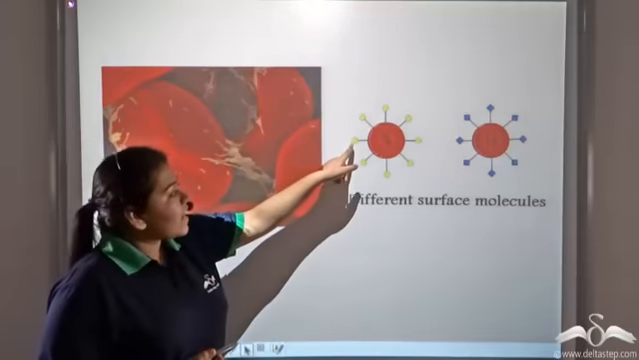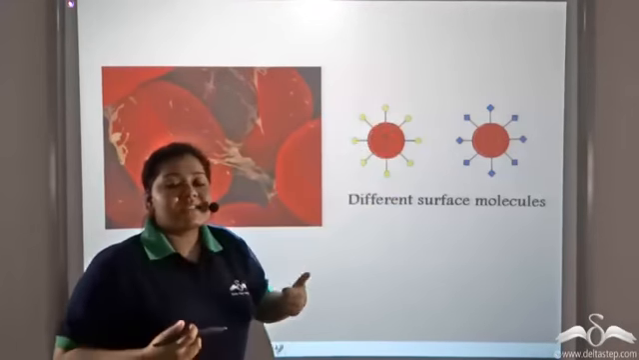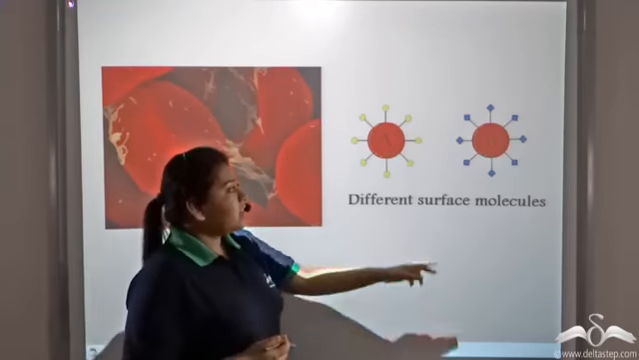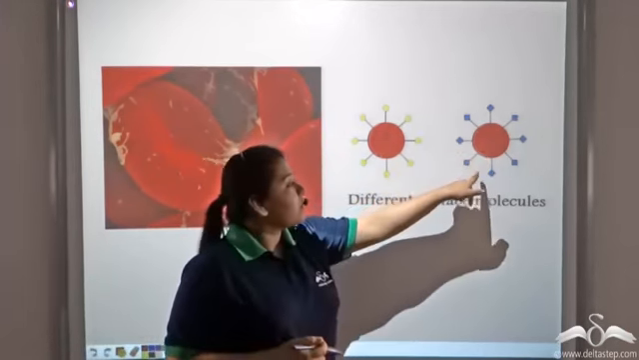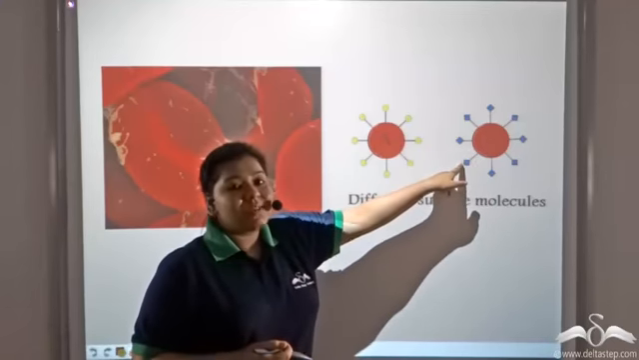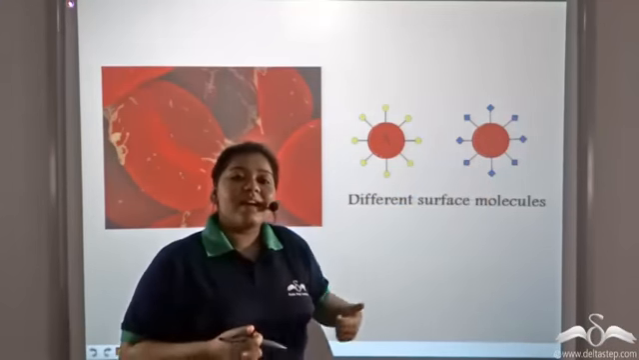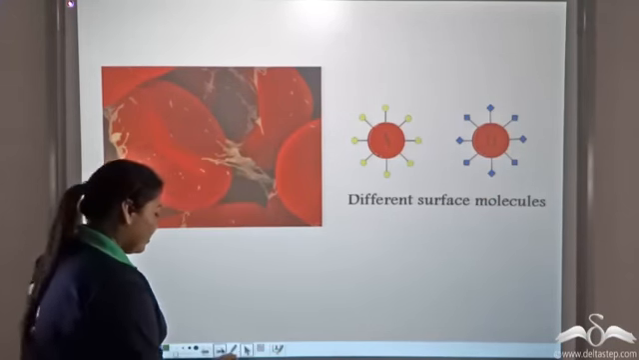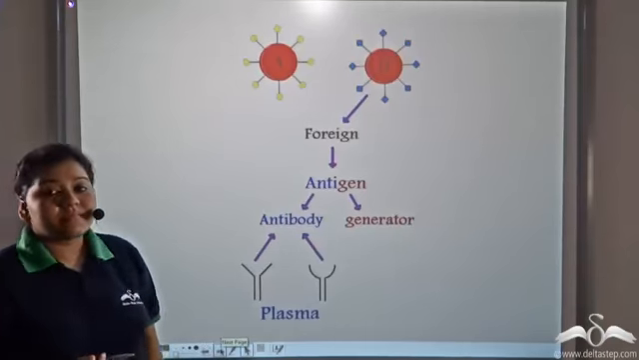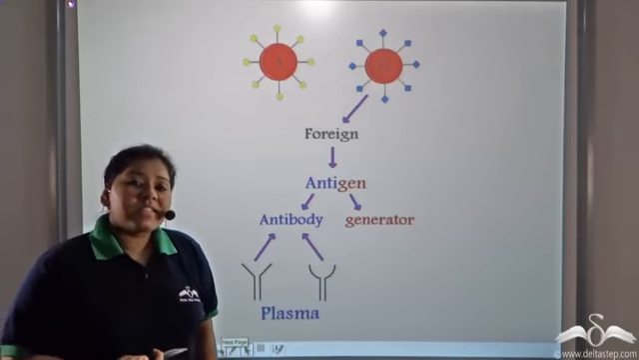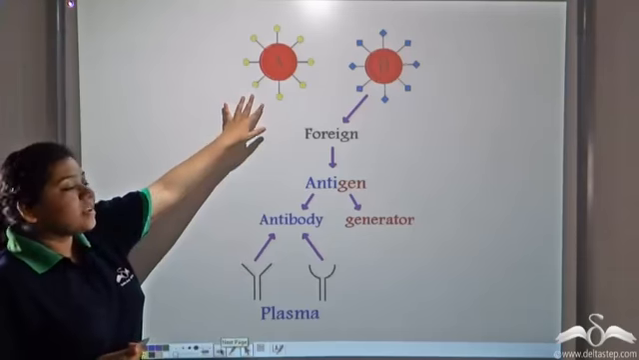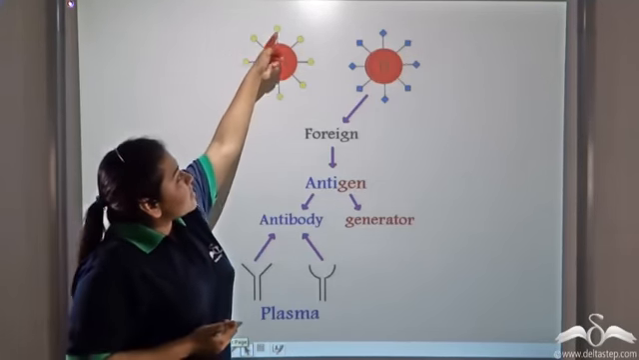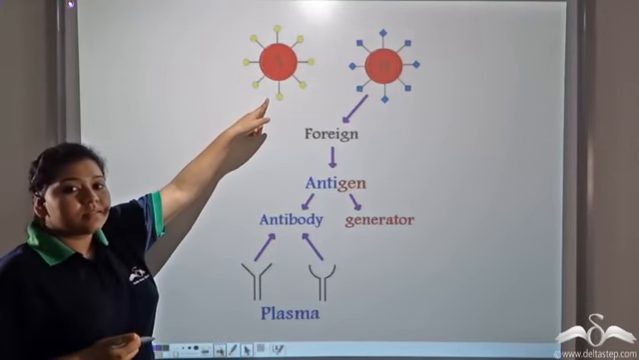People having A surface molecules are said to have a blood type A, and persons who have B surface molecules on their red blood cells are said to have a blood group B. Now, if a person has a blood group A, that means all the RBCs contain this kind of surface particles.